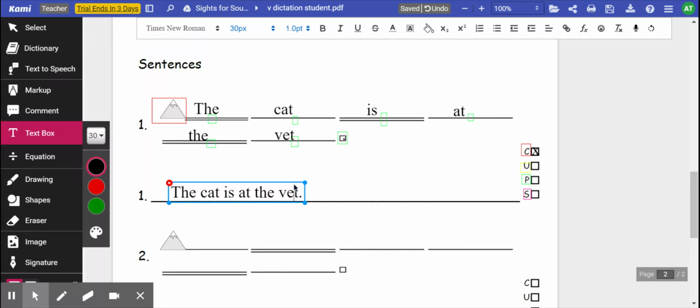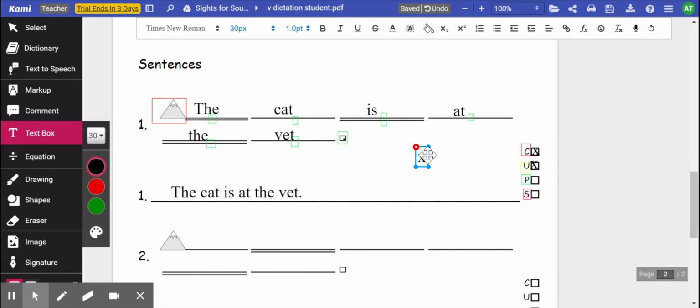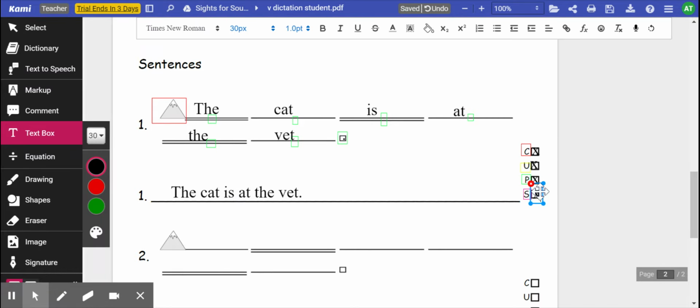The cat is at the vat. The vat doesn't really make sense unless the cat's a witch. But if she's at the vet, it means the cat is sick. Nice. Good catch. P for punctuation. Make sure the period's there. And spelling. We fixed a wrong spelling word. So, darn it, you caught me.